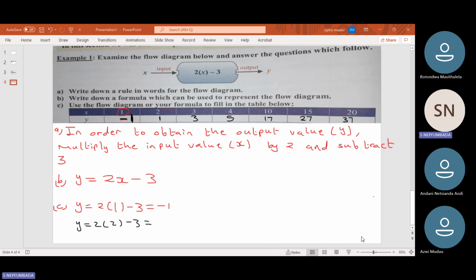So this is the formula that is being used. Is there any question before we proceed?